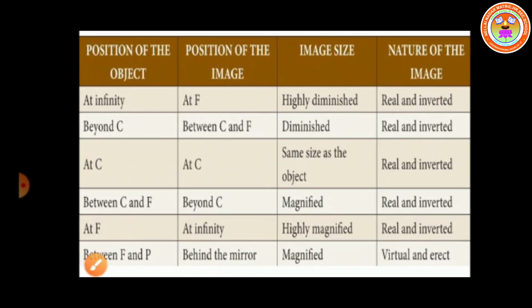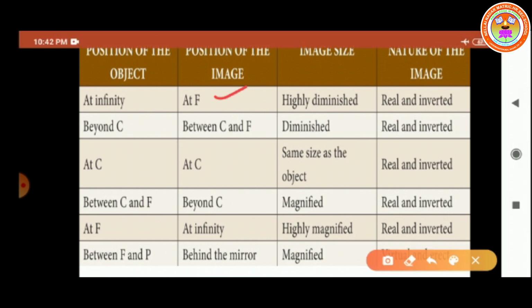Let us see the summary of the diagrams. It's an important 5-mark question. The position of an object: you have to write this in tabular column format only. The position of an object is at infinity. So where will the image be formed? It is formed at the focal point, or the focus point. What is the image size? Highly diminished, real and inverted. Suppose the object is located beyond C. The image will be formed between C and F. What is the size of the image? Diminished. The nature of the image is real and inverted.